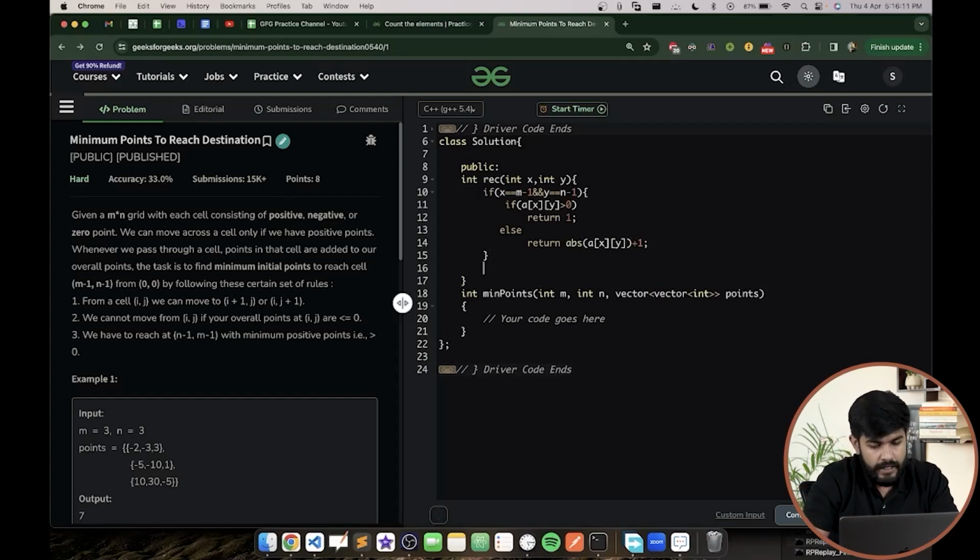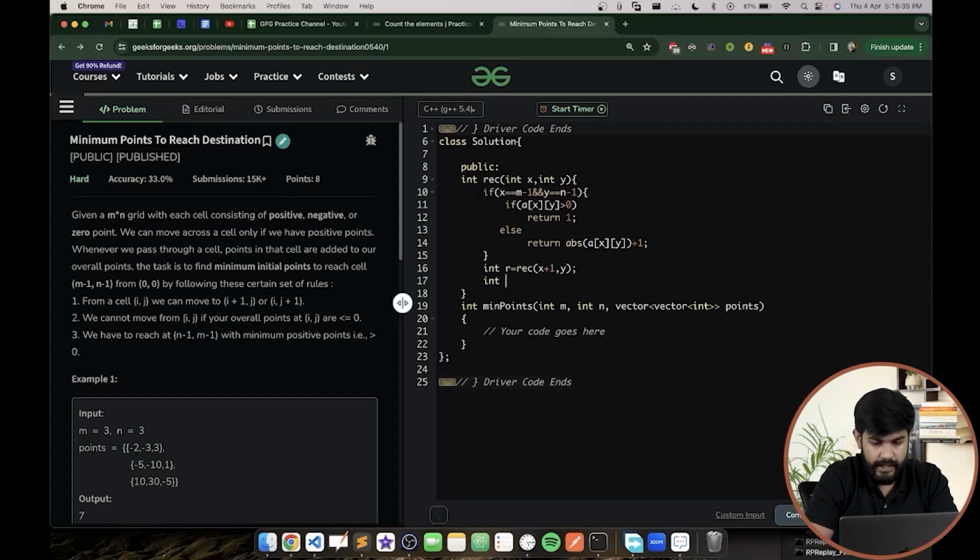Okay. Now moving forward, here I would say answer. Here I would just move on the right hand side. So the right hand side is equal to rec of x plus 1 comma y. Okay.